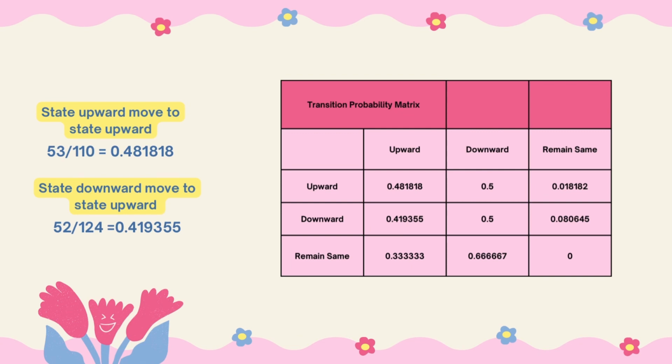With the obtained frequencies of the transitions, we can now construct a transition probability matrix by calculating the probability of each state moving to another state. The calculations are made by dividing the frequency of each state moving to another state by the total of the state, as shown below. As an example, for the state upward moving to state upward, the calculation is 53 divided by 110 equal to 0.481818, and the other probabilities are calculated one by one. From that, we finally obtain the transition probability matrix.